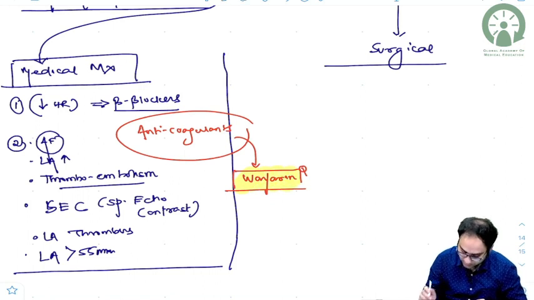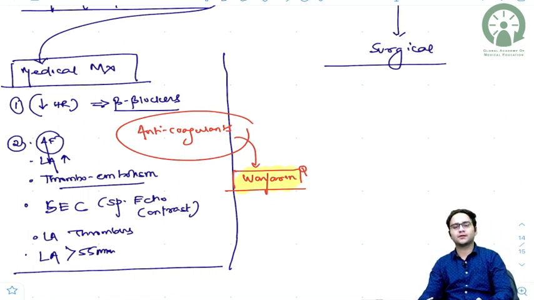So, please do not make a mistake when you are told that the left atrium is enlarged in a patient of MS and you see a thrombus, what will be your anticoagulant of choice? Your answer would be warfarin, not the novel oral anticoagulants.